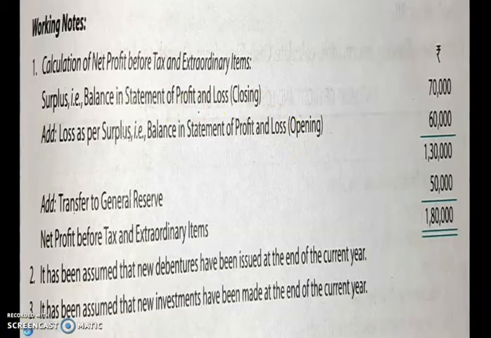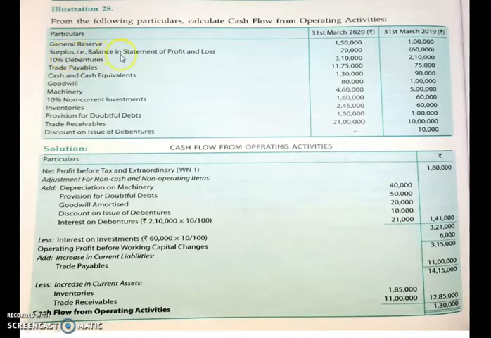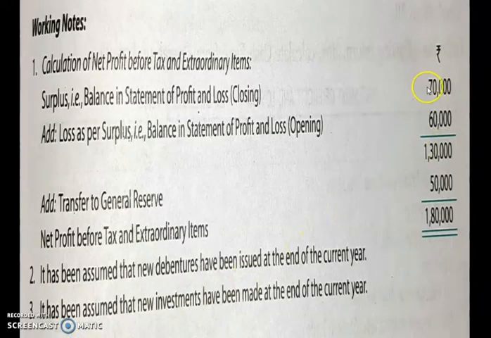Just look into the question. Here it is given that surplus, that is balance in statement of profit and loss, closing date 2020 and opening date 2019. So as per the format, closing minus opening. Closing 70,000 minus opening minus 30,000. You know that in maths, minus minus will be plus. So we have to write here 60,000. Adding this to 70,000 plus 60,000, you will get 1,30,000.